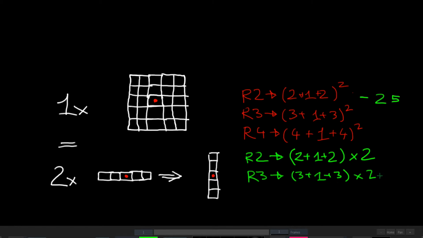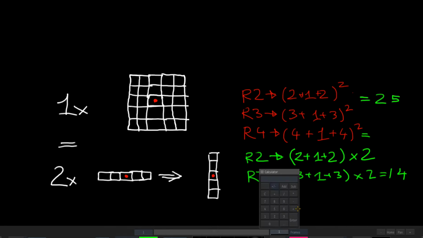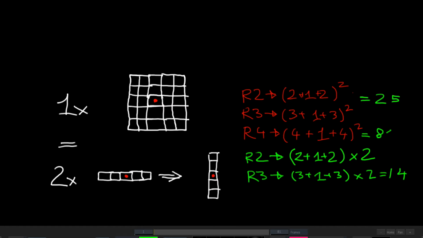And if we continue down that path, a radius of 4 is going to be 4 plus 1 plus 4, so it's 9 squared. Horrible, right? And then for the same radius of 4 done in this way, it's going to be (4 plus 1 plus 4) times 2, so 9 times 2, which is 18.